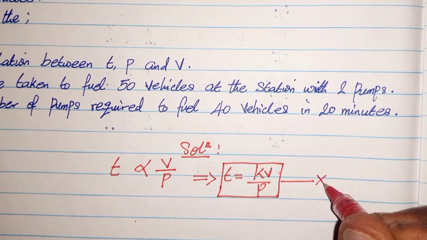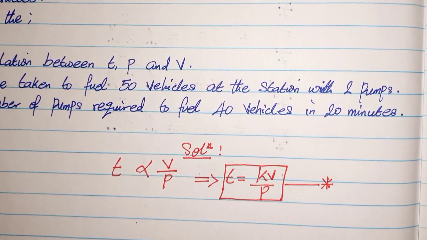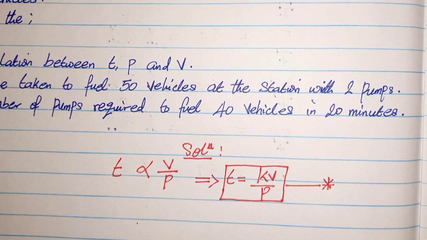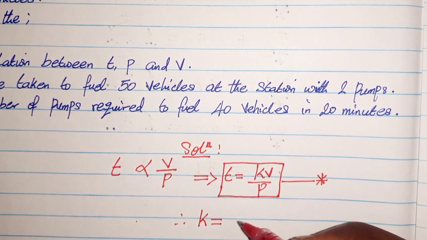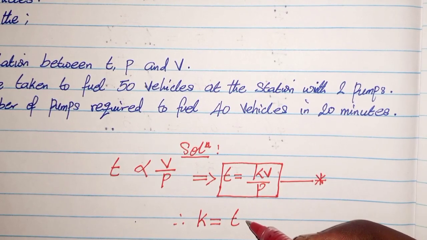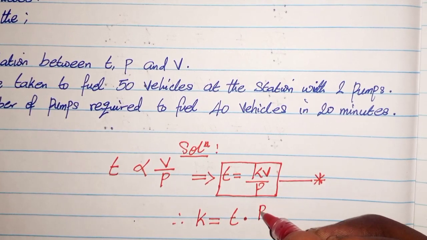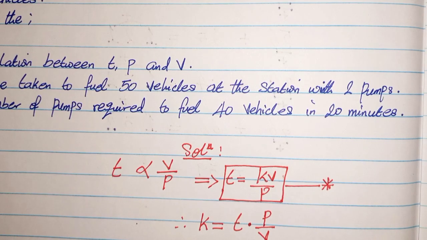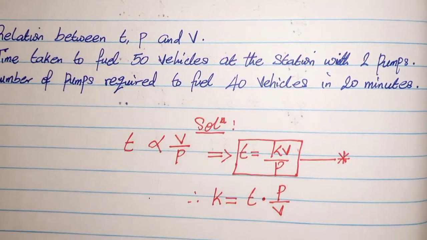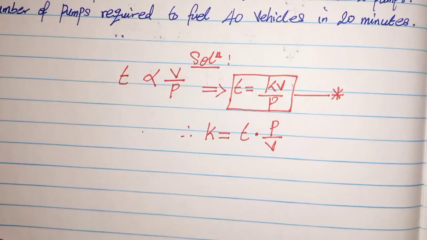So let's start. The next thing is for us to make the constant of proportionality the subject of formula. Therefore you can see that our constant of proportionality, which is K, is equal to T multiplied by P all over V. I believe you know how to make the subject of formula. That is just what I did here.